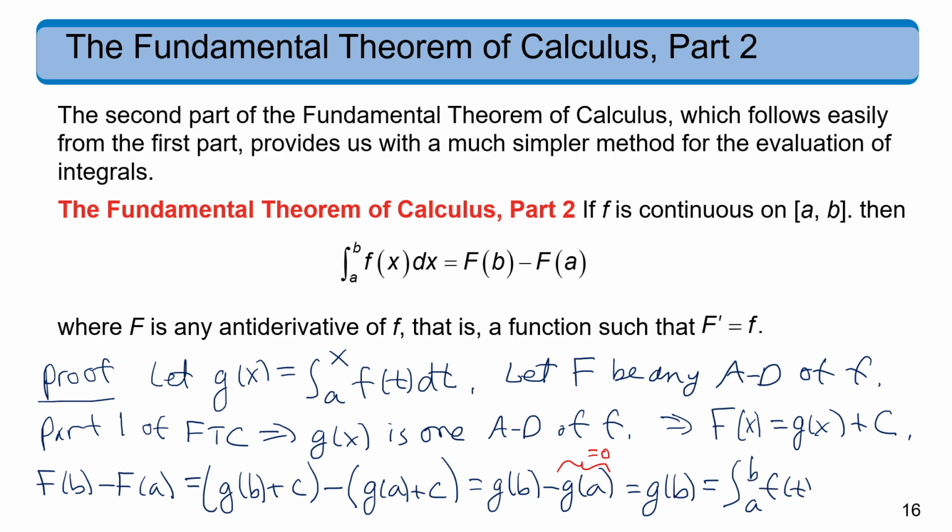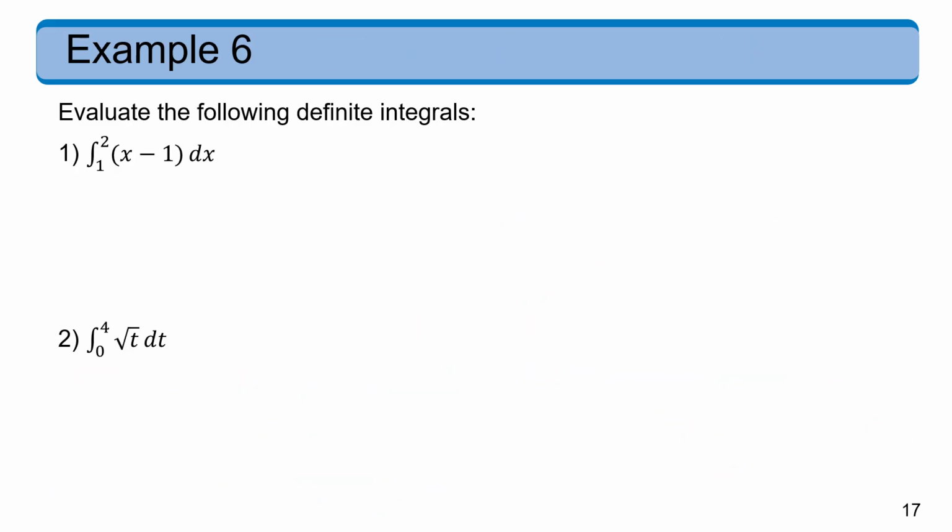And this is actually what we wanted to prove. We started with this expression, and we kept rewriting it in equivalent forms until we got to this expression. And that's exactly what we were trying to prove. That's the statement of part 2 of the fundamental theorem. We're going to use the fundamental theorem part 2 to evaluate the two definite integrals in this example.